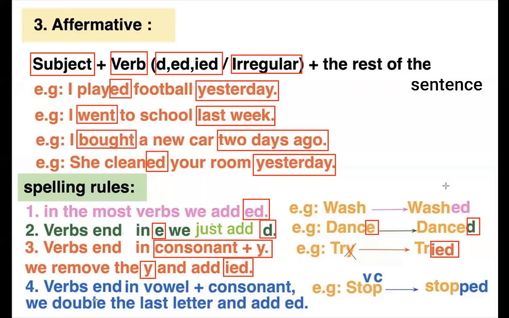Okay, what about the fourth rule? Verbs that end in vowel plus consonant. We double the last letter and add ed. For example, stop. So stop ends with vowel plus consonant, o plus p. We will double the p and we'll add ed.